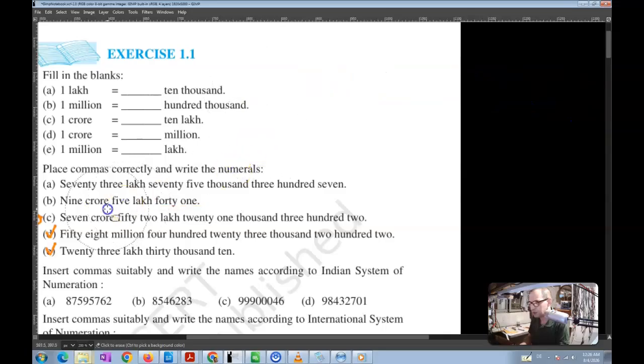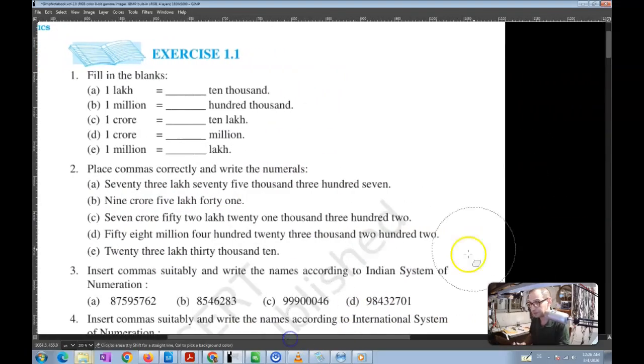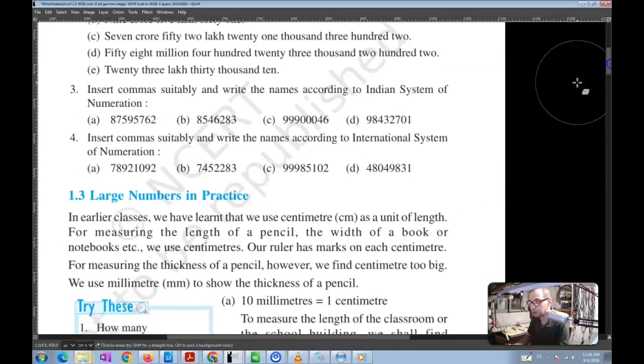Now the next question that we have is question number 3, where you want to insert commas suitably and write the names according to the Indian system of numeration, which I will do in the next video. Thank you.